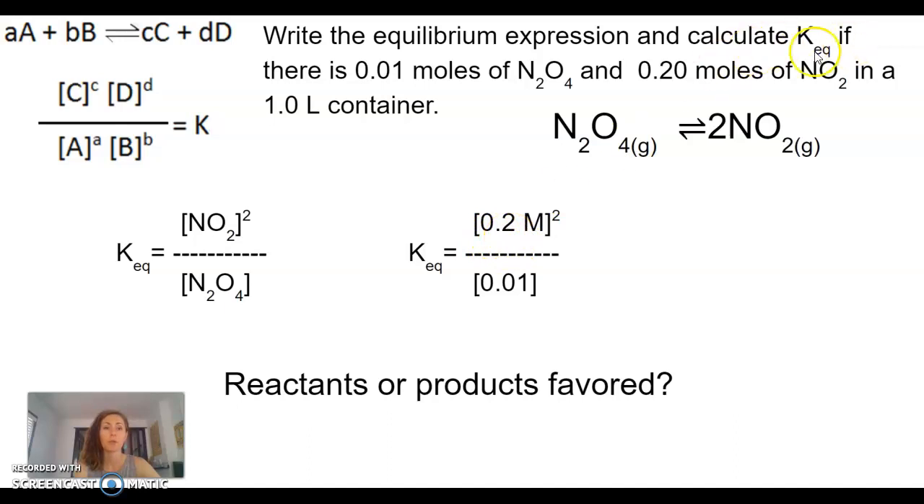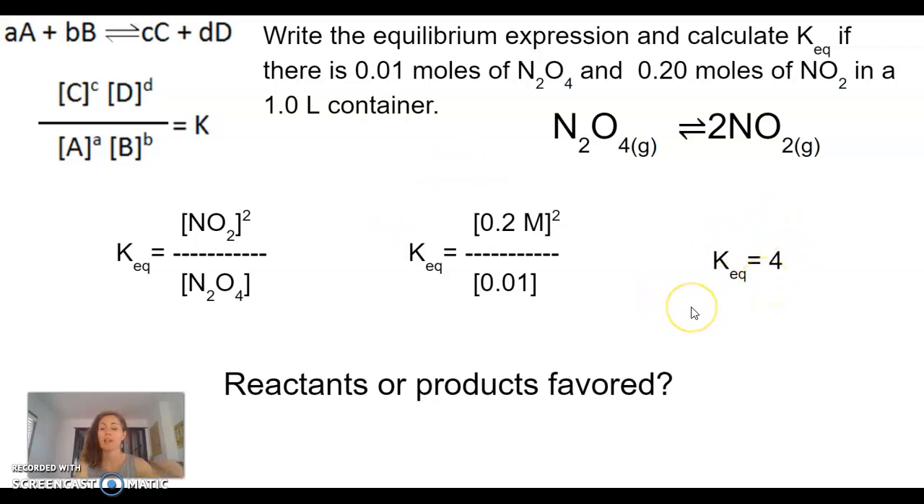I had 0.2 moles of my NO2 raised to the second power. Don't forget to include the second power. And then I'm dividing that by 0.01 moles of my N2O4. Simple math, guys. Just type it in your calculator. Make sure you use parentheses. And you should get a K value of 4.